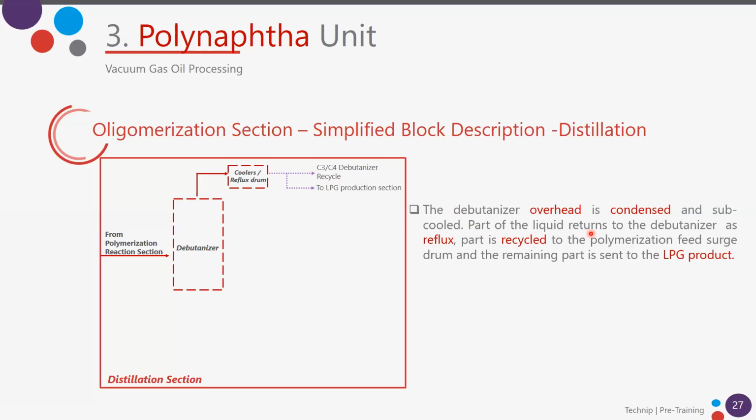So part of the liquid returns to the debutanizer as reflux and part is recycled to the polymerization feed surge drum, and the rest is sent to the LPG production section, that is another unit in the refinery that we will see in other sections. Okay, so we will use part as a reflux coming back to the debutanizer. We will use part as a recycle that will be mixed with the feedstock, and the rest we will send to the LPG production section.